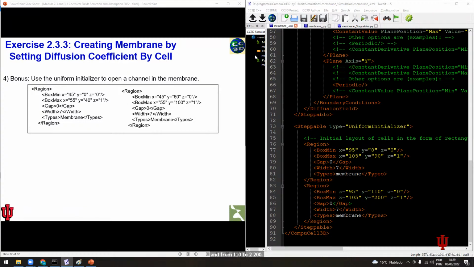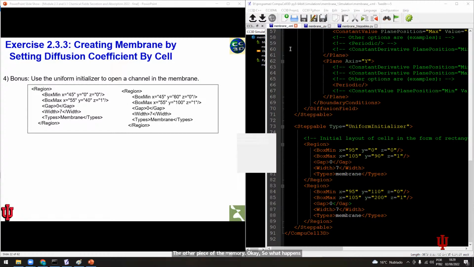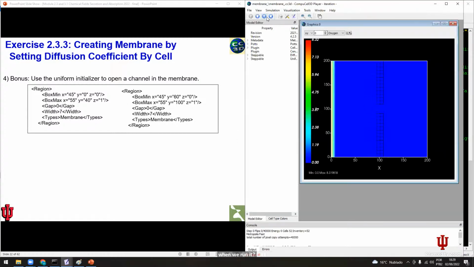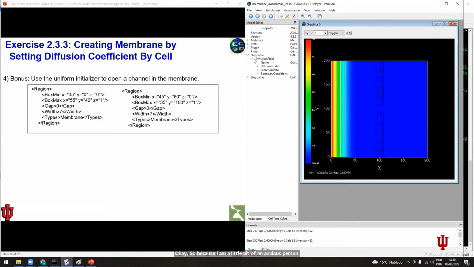Okay, so what happens when we run? It bugs, it crashes, obviously. Sometimes it doesn't. Okay. So because I am a little bit of an anxious person, I will increase the decay to 10. Enter and play.